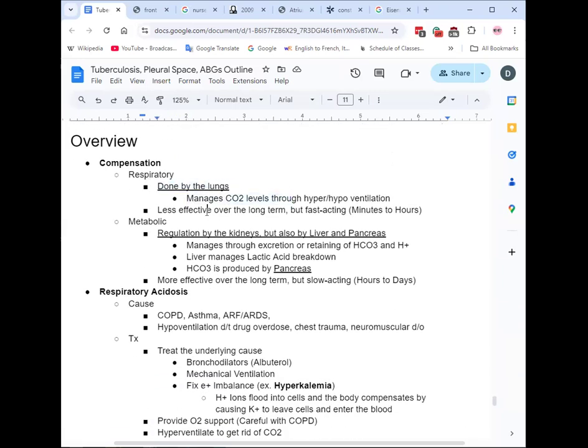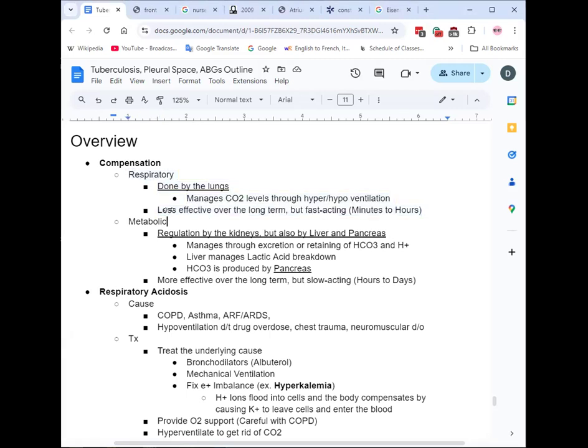So respiratory, lung, CO2, we know that. We know respiratory compensation is faster. It's less effective long term, but it works faster, so it starts having an effect faster. For example, if you're having metabolic acidosis, think about DKA. One of your signs of DKA is the Kussmaul respiration. In that scenario, your respiratory system compensates for the metabolic by trying to get rid of CO2 by hyperventilating. Even though it's not too effective over the long term, it is fast acting.